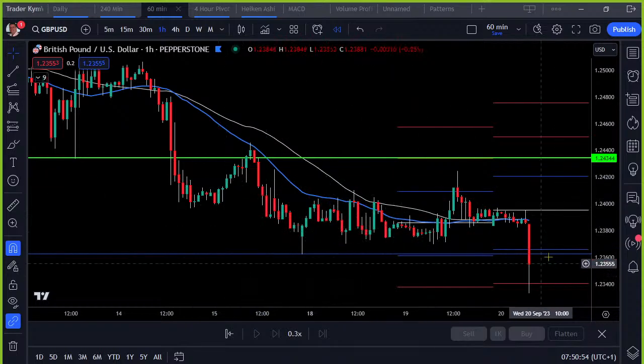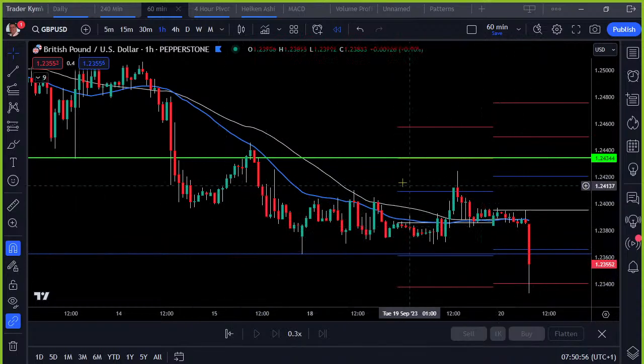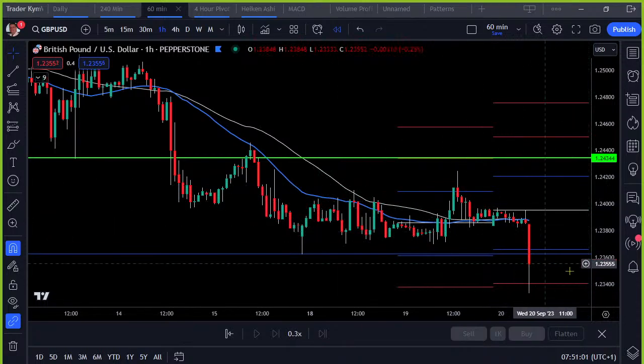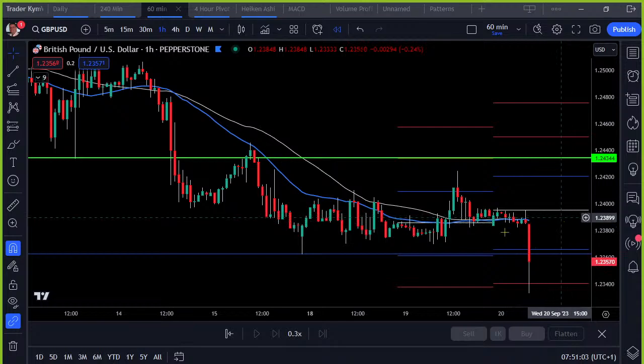Maybe it'll drift some more, but I expect it to do what we're seeing here, but maybe down here. It might get back into its range, but I expect it to be pretty sideways.